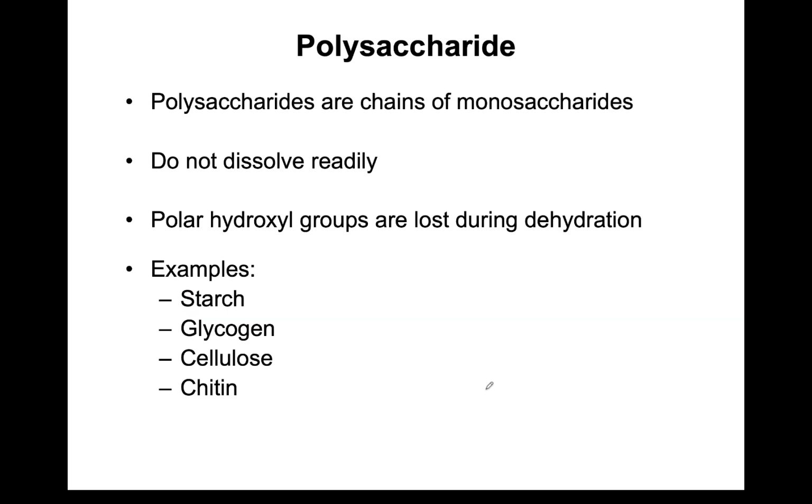Now we have studied monosaccharides and disaccharides. Let's move to polysaccharides. Polysaccharides are chains of monosaccharides. Since polysaccharides are big, they do not dissolve readily. Examples of polysaccharides are starch, glycogen, cellulose, and chitin.